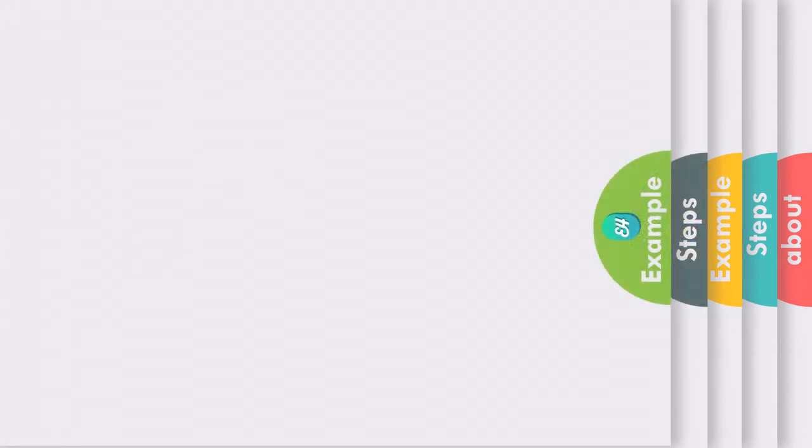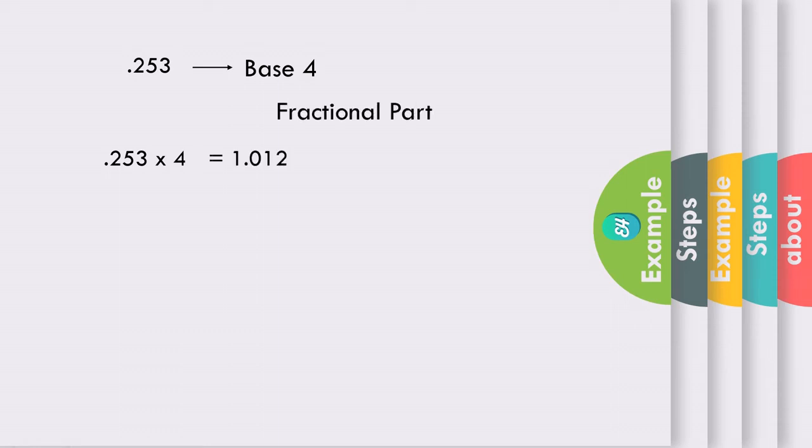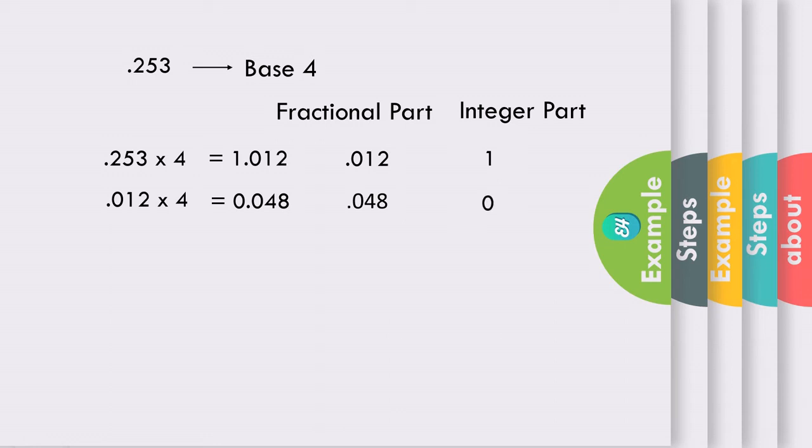For example, if we want to convert 0.253 to base 4, then I will have to multiply 0.253 by 4. I get the answer as 1.012. Now separate the fractional and the integer part. So the fractional part is 0.012 and the integer part is 1. Again repeat the same thing by multiplying 0.012 by 4. We get the answer as 0.048. The fractional part in this case is 0.048 and the integer part is 0.